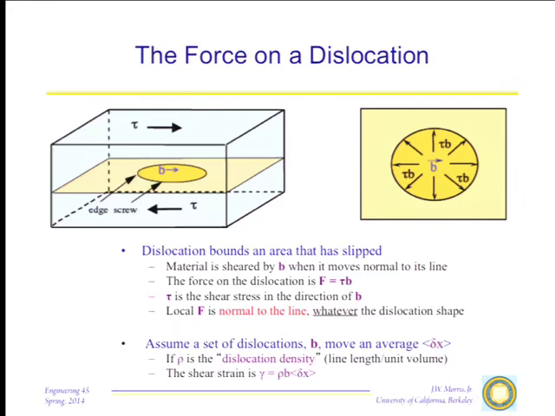If we assume a set of dislocations that have the Burgers vector b, and if you let them move an average distance, delta x, in the material, some tiny distance, then you can show that if rho is the dislocation density, that's the line length per unit volume, then the shear strain accomplished by this array of dislocations with density rho, Burgers vector b, moving an average distance delta x, is just rho b delta x. So we get a fairly simple relation between the movement of the dislocations and the shear strain that they accomplish.